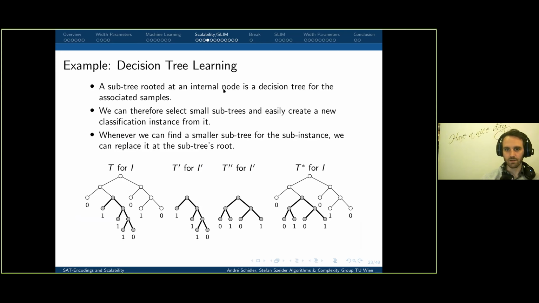We can pick any internal node, and this is a decision tree for the associated samples. And we can select small subtrees, and you see this here. We select this subtree. Then we look at only the subtree, at the associated nodes of the root. Then we try to come up with a better decision tree, and in our case, we want to limit the depth. For this instance, we come up with this decision tree that's more shallow. And then we reinsert this new decision tree instead of the old one here. If you repeatedly apply this, this will decrease the overall depth of your decision tree.